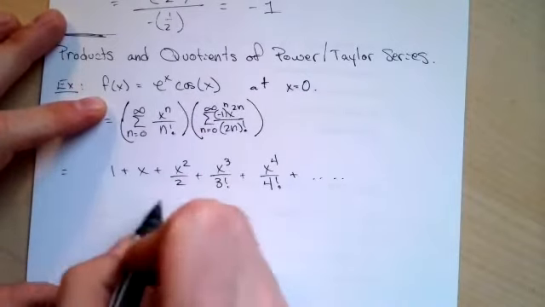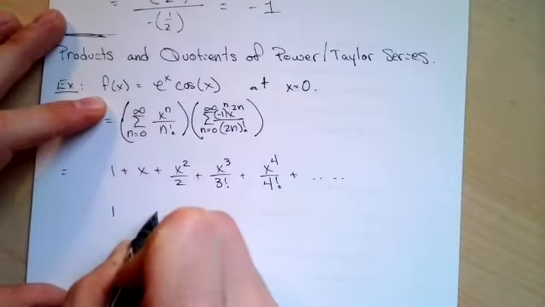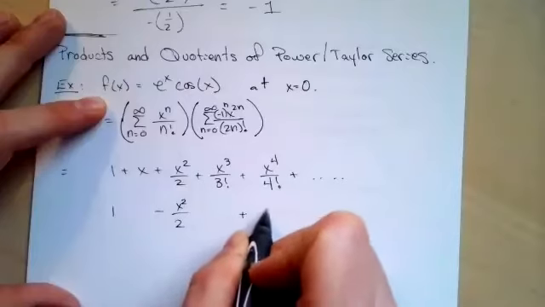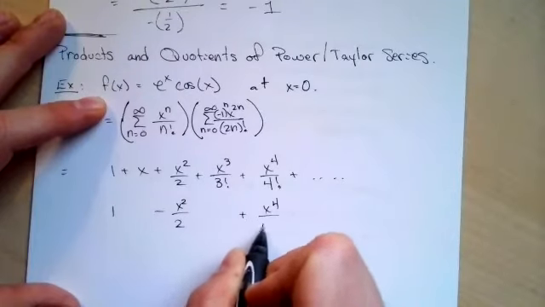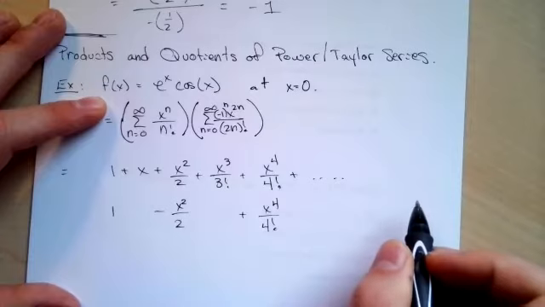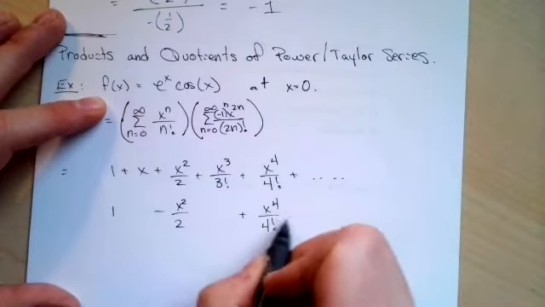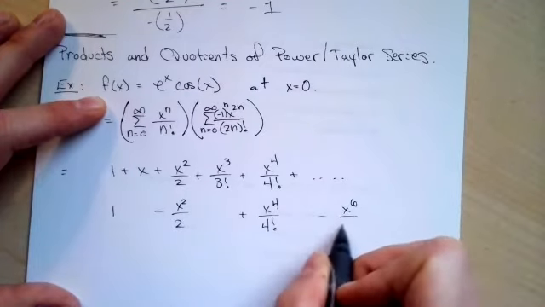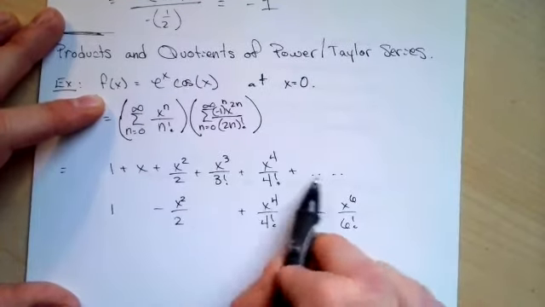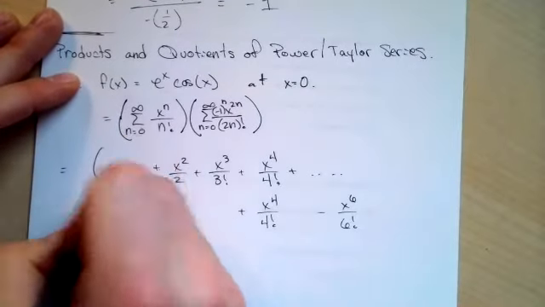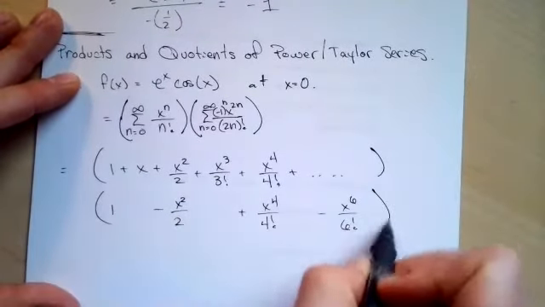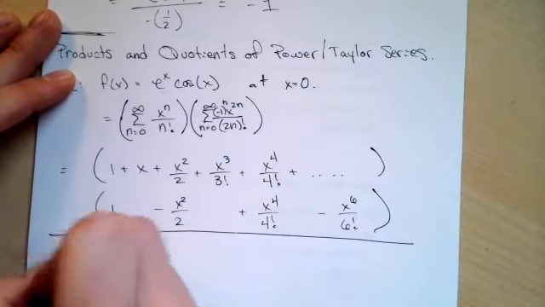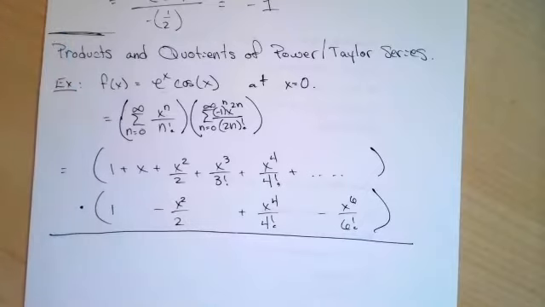So cosine is going to be 1 minus x squared over 2 plus x to the 4th over 4 factorial, and we can write a minus x to the 6th over 6 factorial. We might have to include some more terms there. So we're going to put them on top of each other. I don't want to use x again, so I'm just going to put a dot there for times.